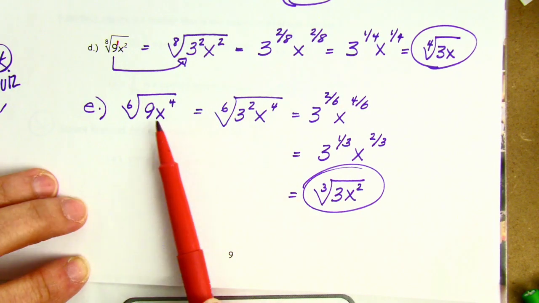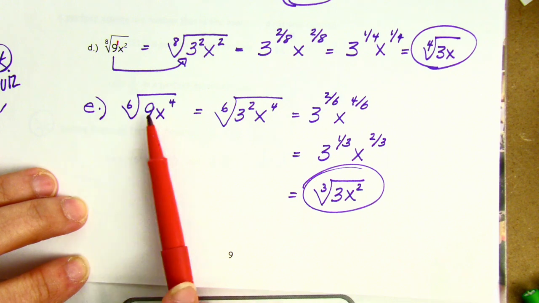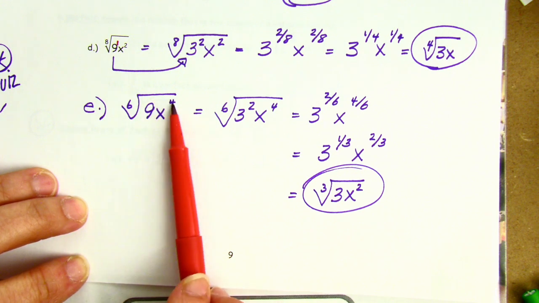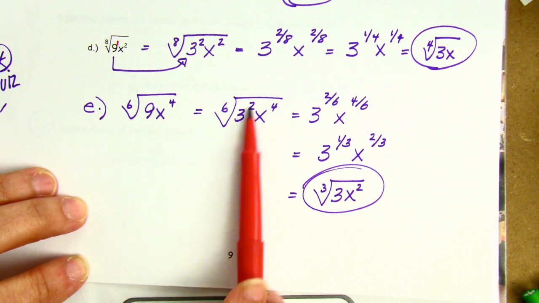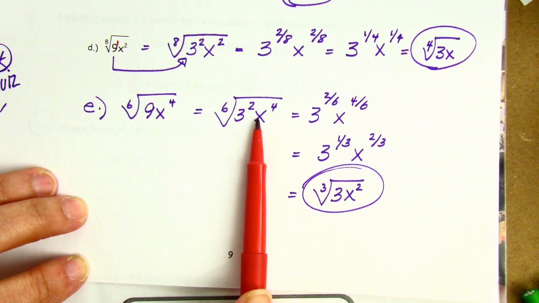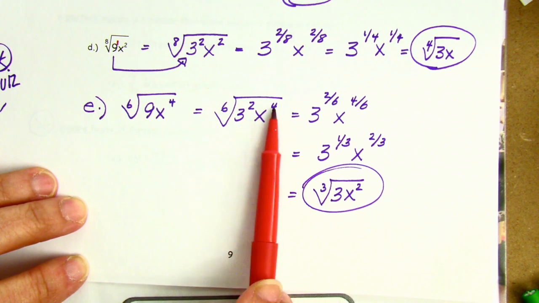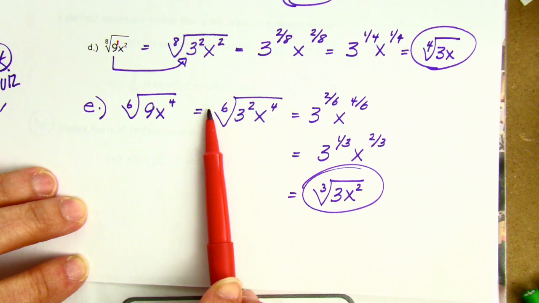Same type of deal here. I'm going to want to rewrite the 9. Well, I'm not going to be able to write 9 as some base to the 4th power. I could at least get it to be an even power, like this is an even power. Okay, so I'm going to rewrite this as 3 squared. I'm going to keep x to the 4th. And now I'm going to break it apart. This is 3 to the 2 over 6 power, x to the 4 over 6 power. I'm going to simplify the radicals.